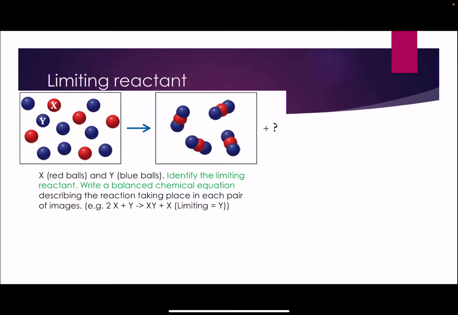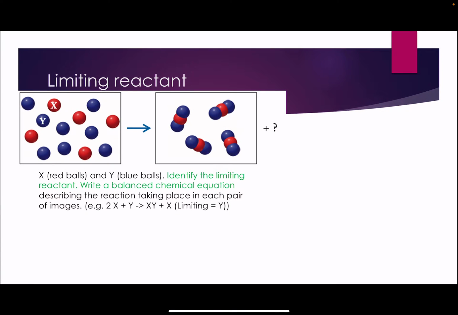So let's do a little example here. X red balls and Y blue balls. Identify the limiting reactant and write a balanced chemical equation describing the reaction taking place in each pair of images. Awesome. So let's count them up. We have 1, 2, 3, 4, 5 X's. Okay, and then we have 1, 2, 3, 4, 5, 6, 7, 8 Y's.